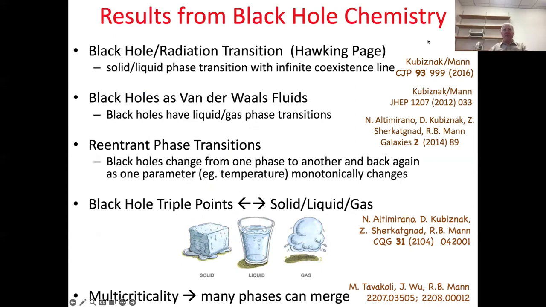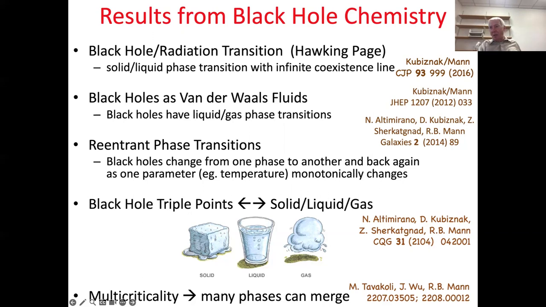So since then, we found a lot of other results. I've shown you three of them in some detail. The black hole to radiation transition, which is like a solid-liquid, or a liquid-gas van der Waals type if the black hole is charged, or reentrant phase transitions if it's rotating. We have since shown that black holes can have triple points that are fully analogous to the solid-liquid-gas triple point of water.